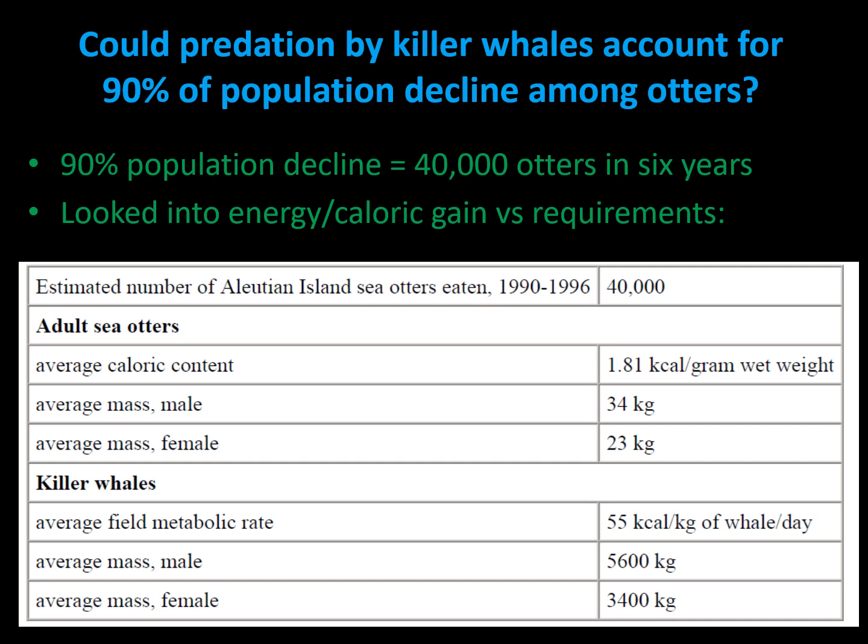Like I mentioned earlier, a male sea otter weighs maybe about 30 kilograms and females a little less, about 23 kilograms. In general, on average, the caloric content of sea otter meat is slightly less than 2 kilocalories per gram of wet body weight. In terms of killer whales, the average metabolic rate of a killer whale is 55 kilocalories per kilogram of whale per day.